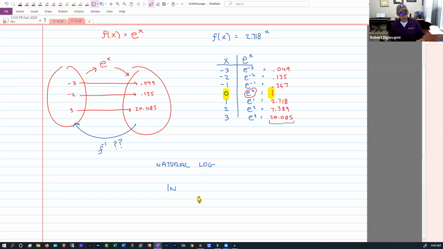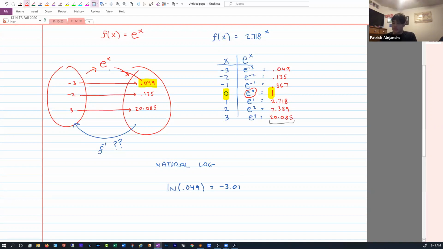What I'd like for you to do is first plug in 0.049. On your calculator, do natural log of 0.049. You should get an answer really close to -3. Well, it's not real close. I'm getting -3.01, something like that. But do you see that it looks like we found something that took that back to -3, right?